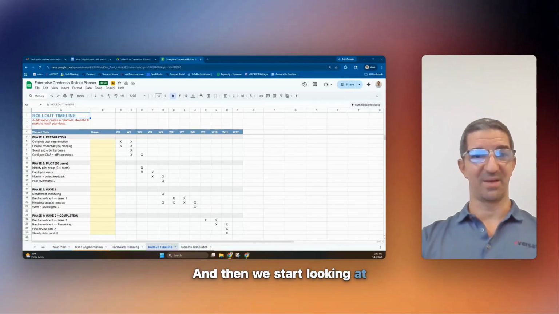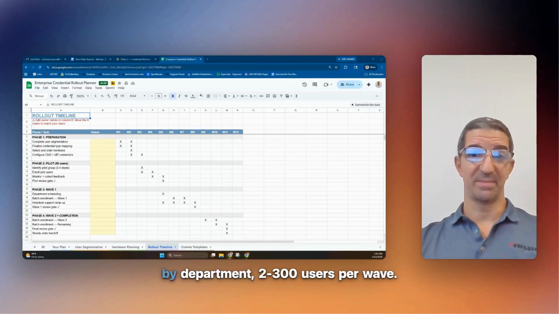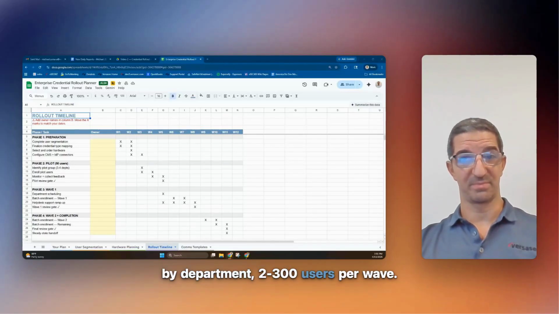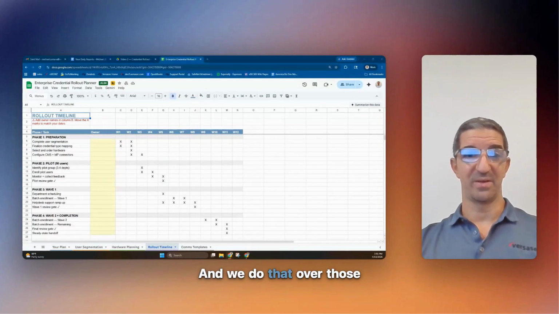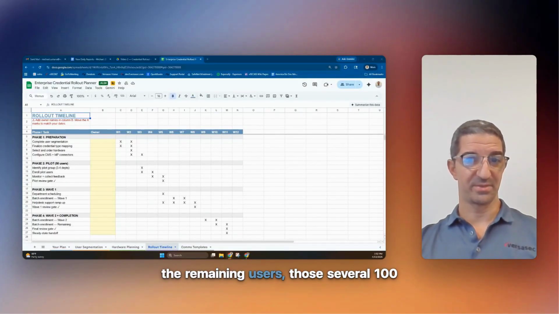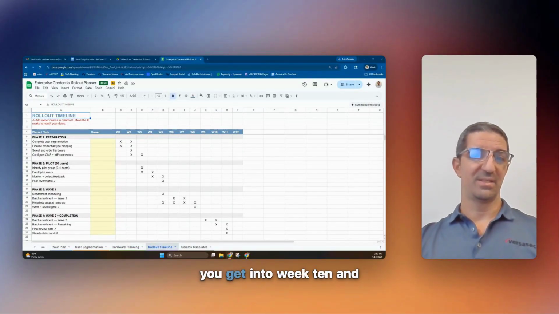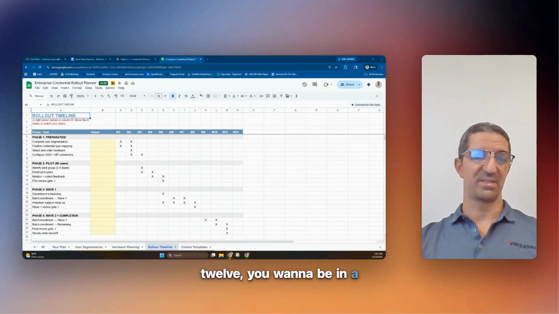And then we start looking at weeks 5 through 8. So wave 1, department by department, 200 to 300 users per wave. And we do that over those 3 weeks. Weeks 8 through 10, wave 2, the remaining users, those several hundred users per wave. And then as you get into week 10 and 12, you want to be in a steady state.